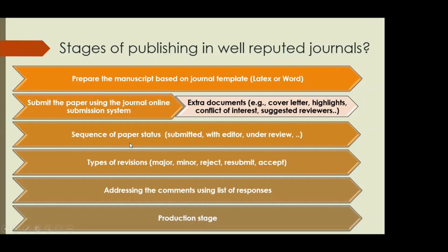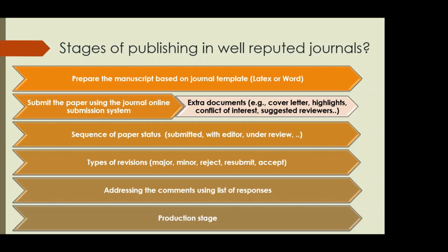And also there is a sequence of paper status. The paper will go through different statuses from the beginning. The first status is submitted, where the paper goes to the secretary. The secretary will check whether the paper is in the same format as the journal or not. If it is, it will be sent to the editor, so the status will change to with editor. The editor-in-chief will take the paper and do an initial evaluation, checking whether it is within the scope of the journal or not, and if it is, it will be sent to the associate editor.